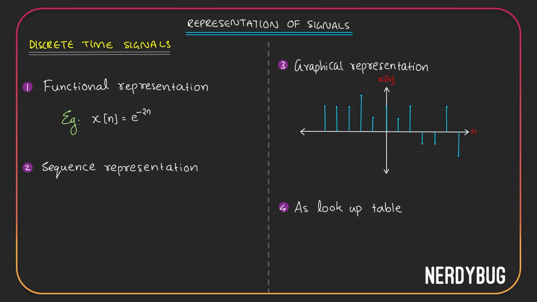So x of 0, e raised to minus 2 into 0, e raised to 0 is 1. X of 1 is e raised to minus 2 into 1, so that is e raised to minus 2. X of 2, e raised to minus 2 into 2, so e raised to minus 4. And on the other side, x of minus 1, e raised to minus 2 multiplied by minus 1, so e raised to 2. Again, e raised to minus 2 times minus 2 will be x of minus 2, so e raised to 4. So it goes on like that on both sides, right? Let me put this in a bracket. This is also my x of n.